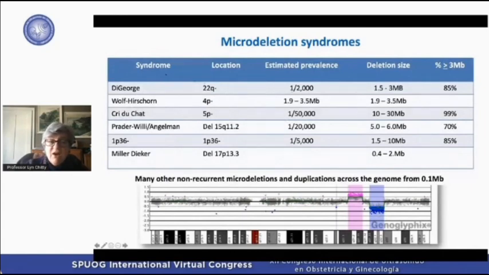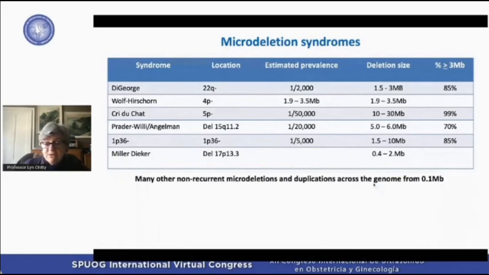These are what we call recurrent microdeletion and duplication syndromes, ones that occur in more than one family that we see not infrequently. They all tend to be quite small, but there are also other what's called non-recurrent microdeletions and duplications that can occur across the whole genome, and they can be very small, from about 1 megabase onwards.